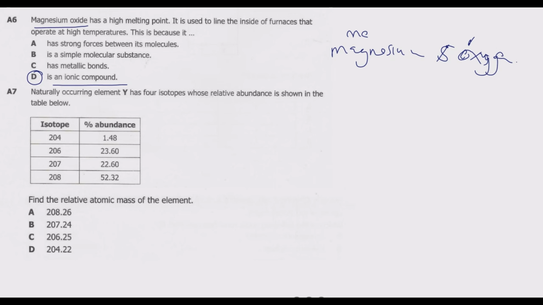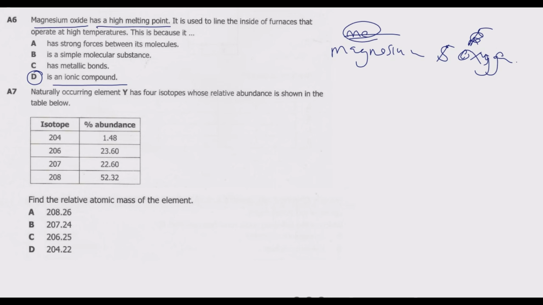So basically ionic compounds are composed of oppositely charged ions, and these oppositely charged ions are held by strong attractive forces, which makes them have a high melting point. And this is the case of a metal and a non-metal, which is an ionic compound.